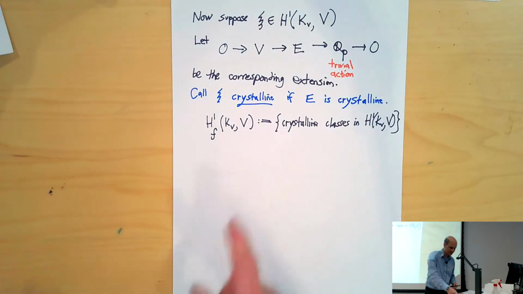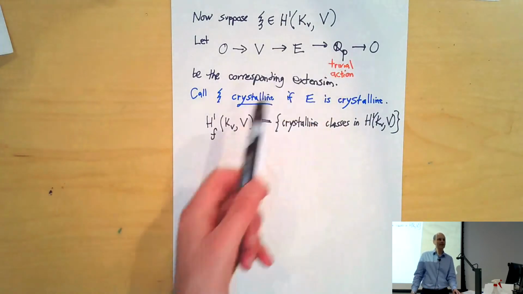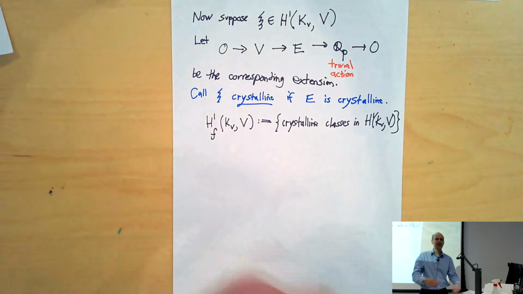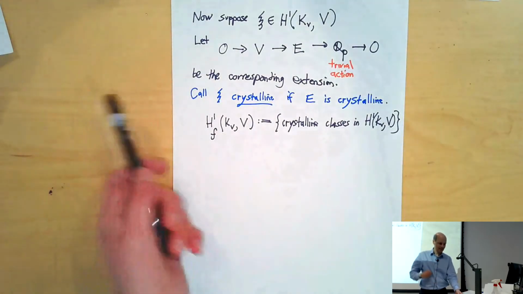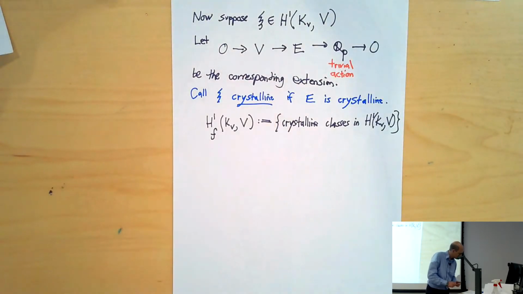So these are all just Q_p vector spaces. Of course, it splits as an extension of Q_p vector spaces. But when you consider the Galois action, then it might not split. And that's why there's a non-trivial cohomology class there. Okay, so that's the local setting.